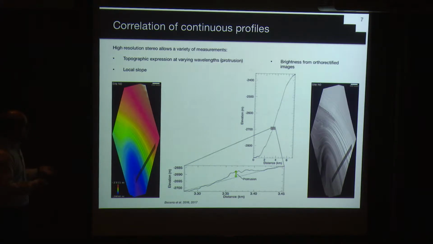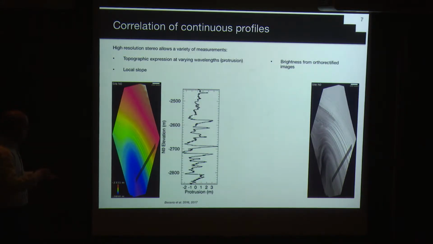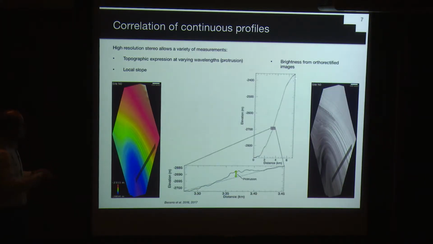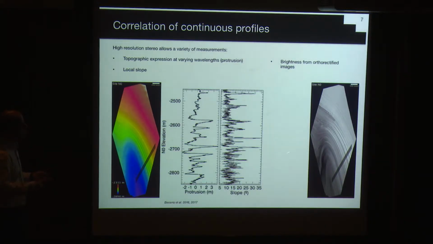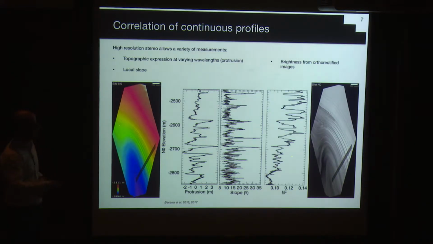So what I mean here is you can basically measure how much the topography deviates from a local linear fit to the scarp, and that'll give you a continuous profile like this of the layer topographic expression, or protrusion, versus depth. If you take just the first derivative of this elevation profile, you can get instantaneous or local slope. And then from the orthorectified image that you can get as a byproduct of making the digital terrain model, you can observe continuous profiles of map view brightness.